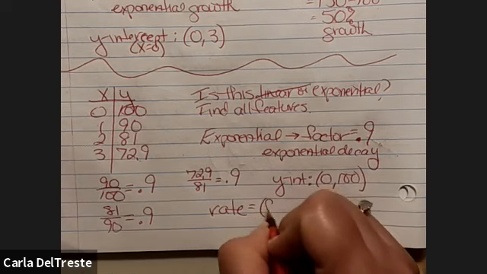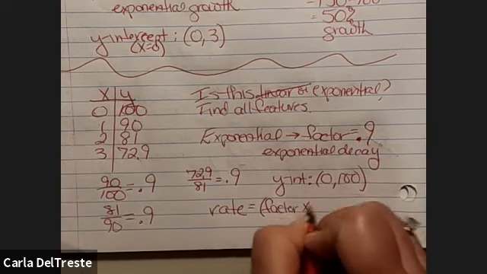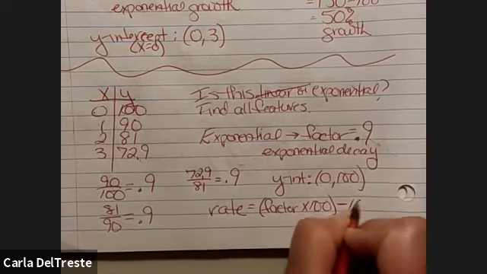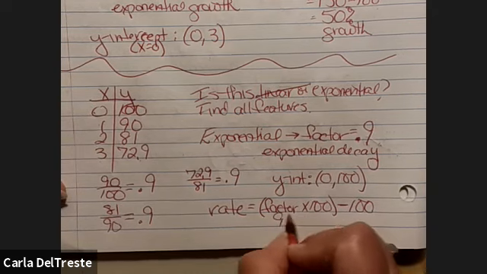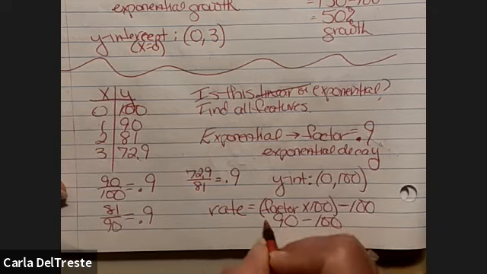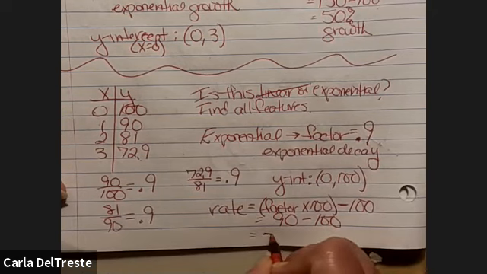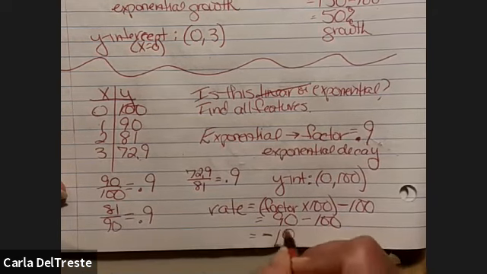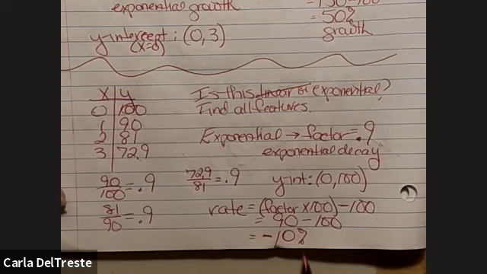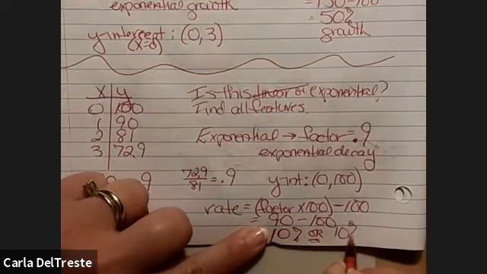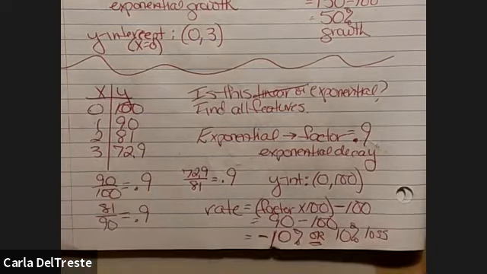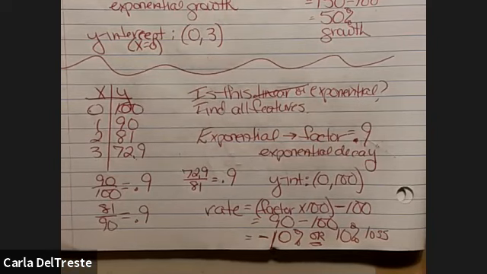And again, I'll write the formula one more time. Factor times 100 minus the original 100. Okay? So this becomes 90%. Take away the original 100%, and I lost 10%. So you can either say that the rate is negative 10%, or you can say that there is a 10% loss, okay, or 10% decay, or however you want to phrase that. That part is up to you.